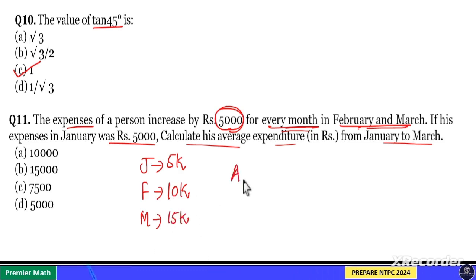Now the average expenditure of 3 months is equal to total expenditure, 5 plus 10 plus 15, 30,000, divided by total 3 months. So 10,000. Option A is your answer.